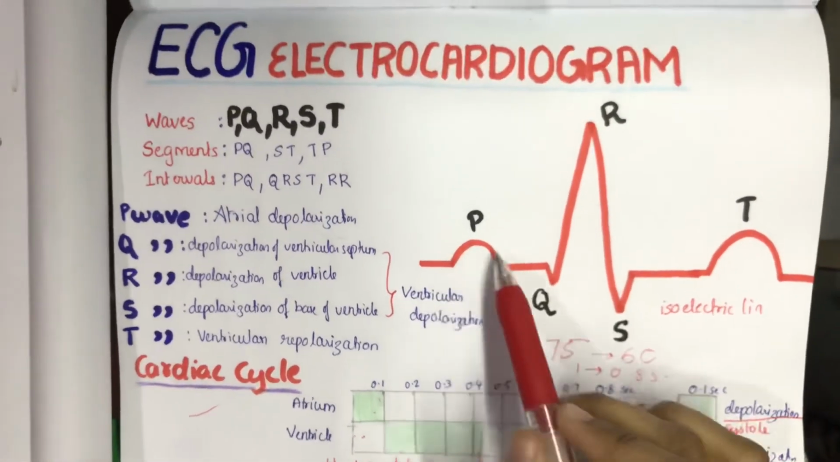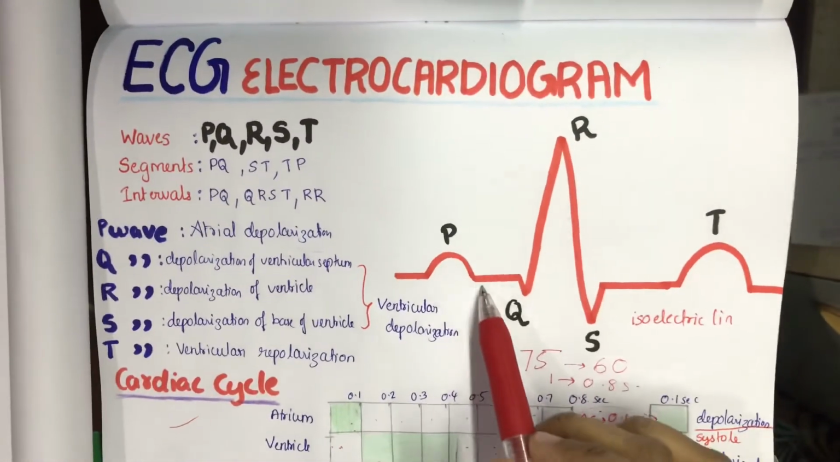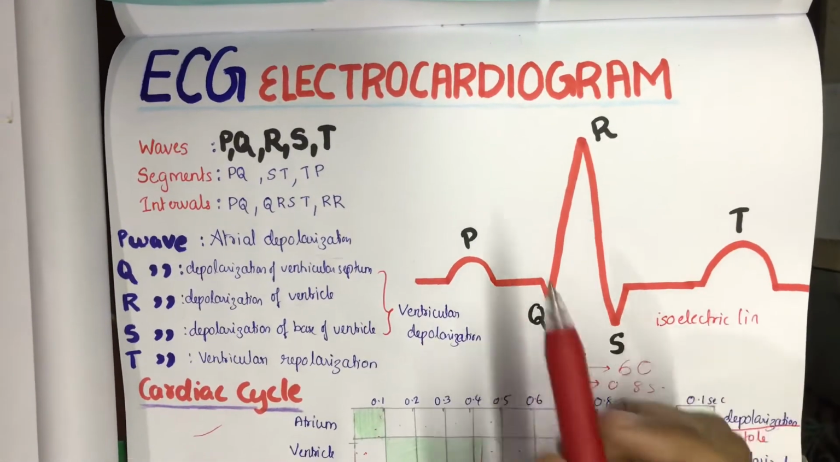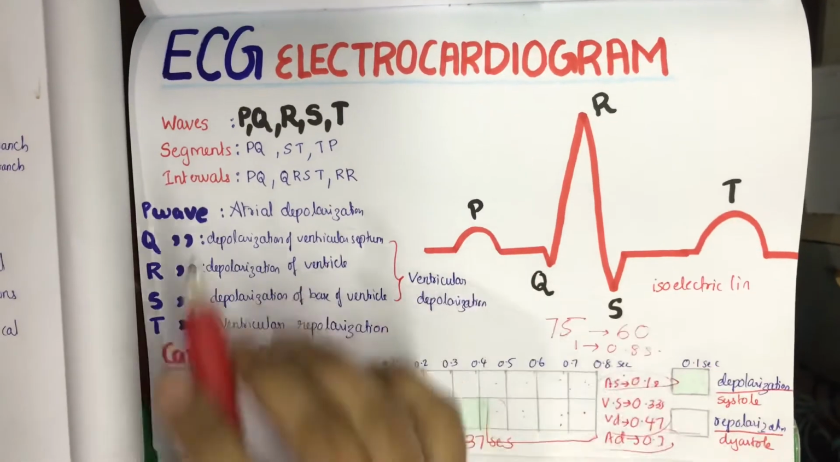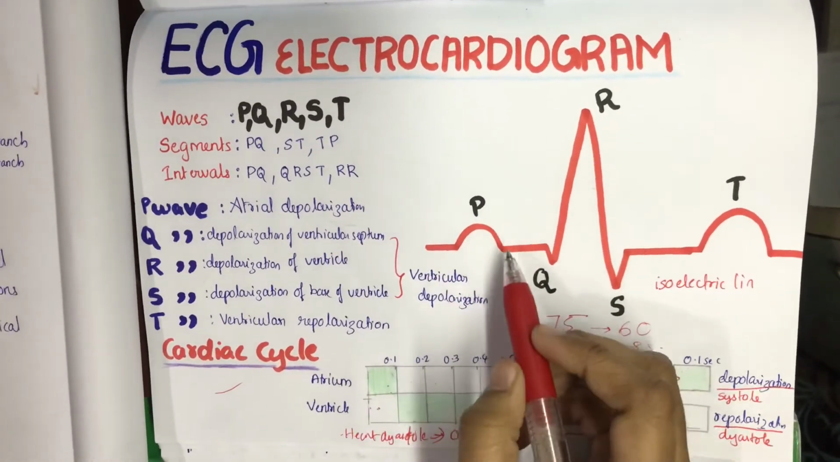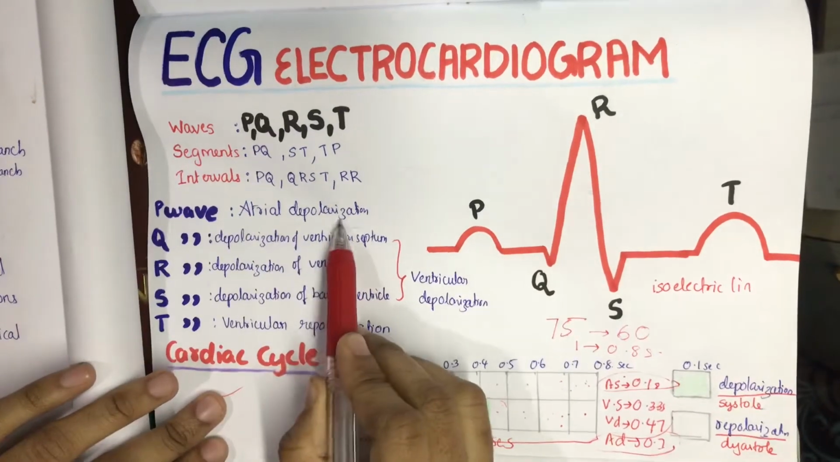And here we have the waves, and these waves imply the systole and diastole of the various parts of the heart. So which are the waves? P, Q, R, S and T. Like the P wave implies the atrial depolarization.